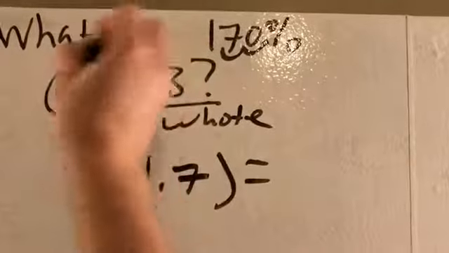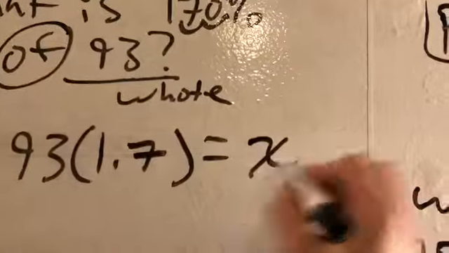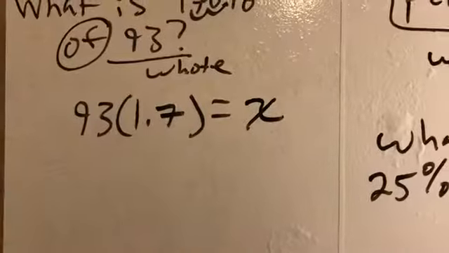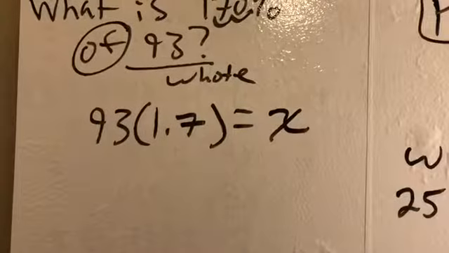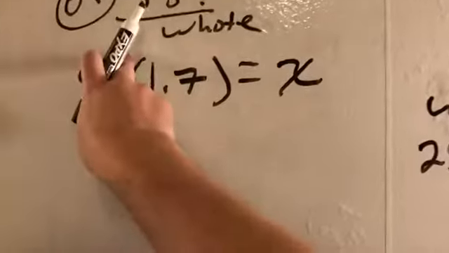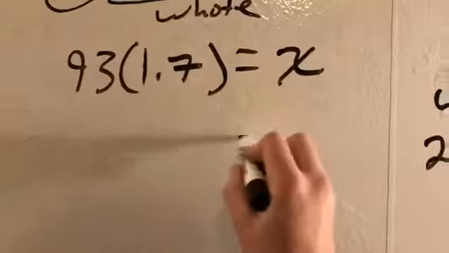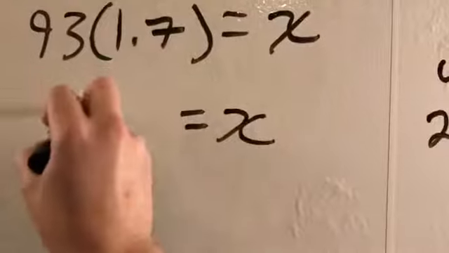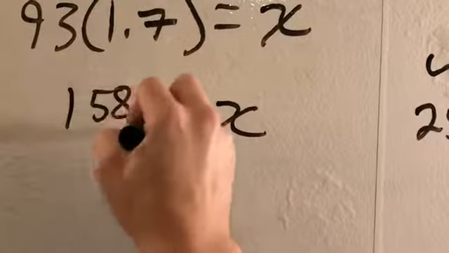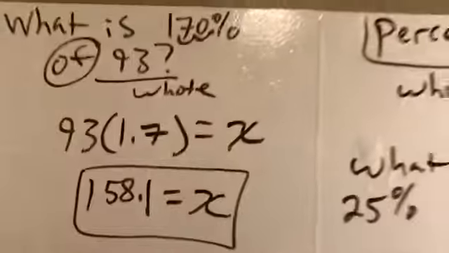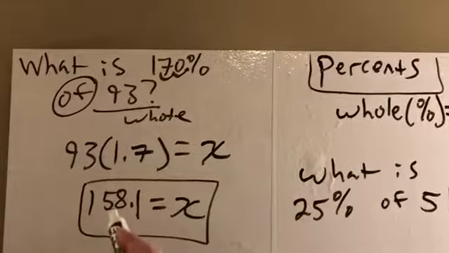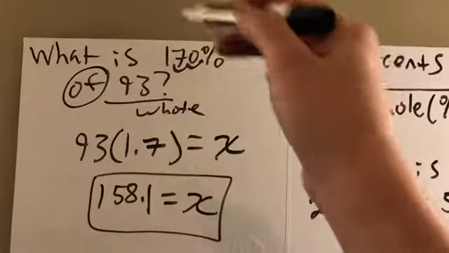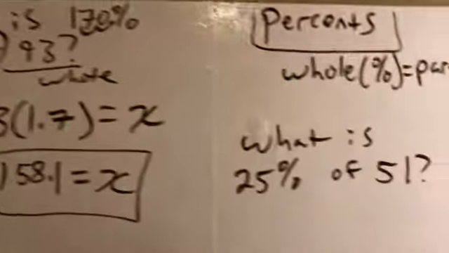equals what is. We don't know this part. We don't know the part of the whole. Now this one's just all lined up. There's no inverse operation. When there's never something in between the number and parentheses, we will multiply to get our answer. And we end up getting 158.1. 158.1 is 170% of 93.